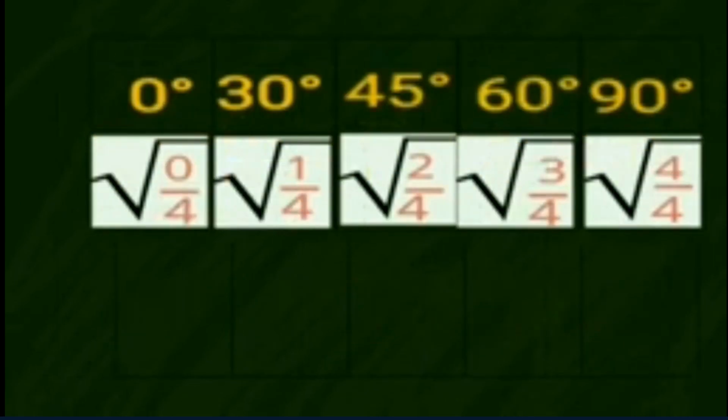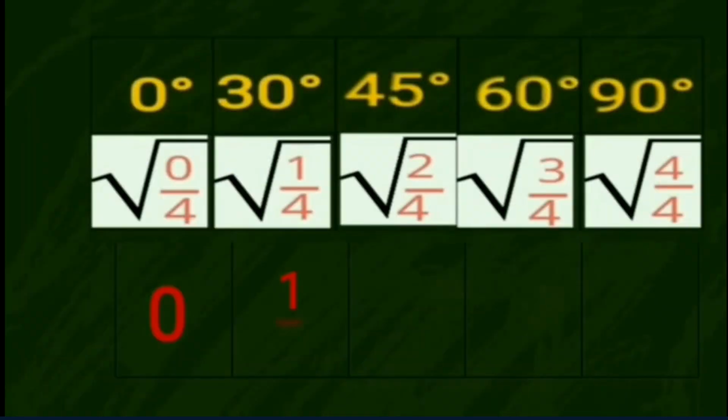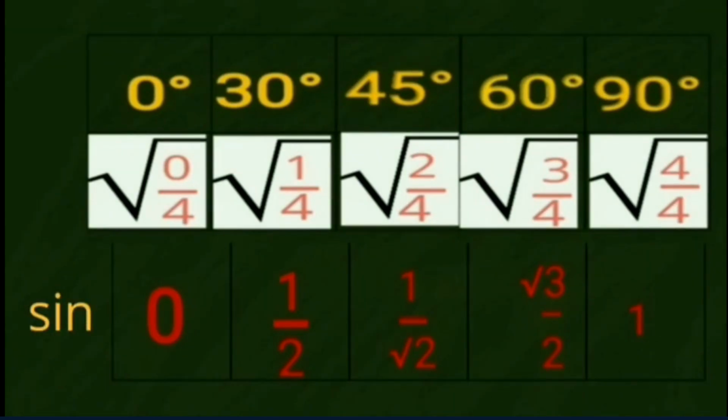Simplifying this, we get 0 upon anything is 0, so 0. Square root of 1 upon 4 will be 1 upon 2. Square root of 2 upon 4 will be 1 upon square root of 2. Then square root of 3 upon 2. And 4 upon 4 gets cancelled, so we get 1. These values which we have got are the values of sine theta.